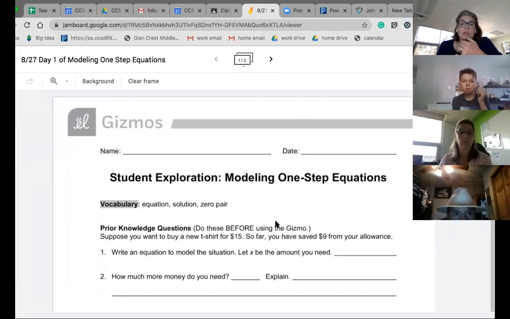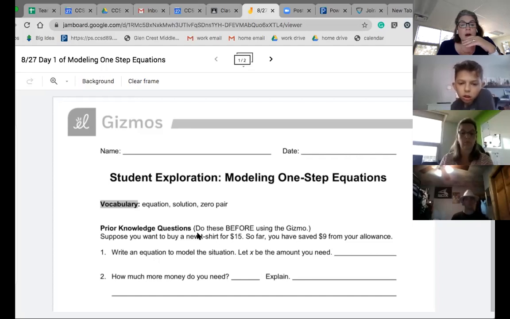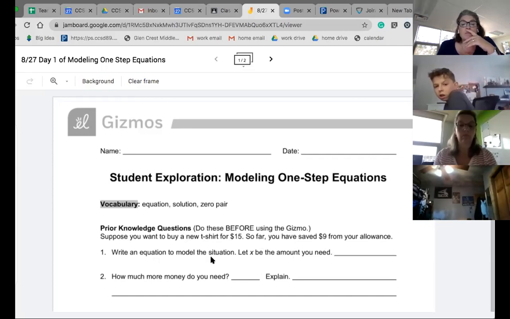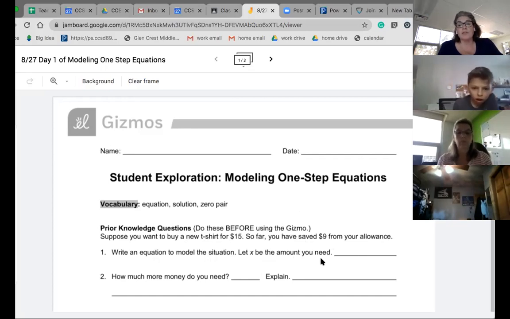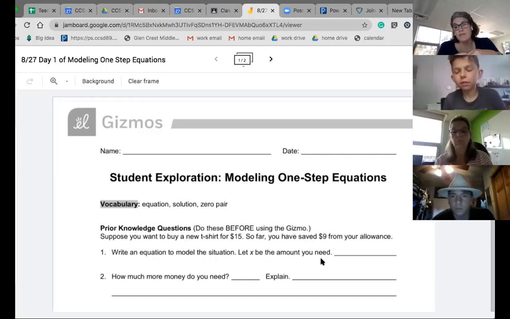Vocabulary, we talked about equation, it has an equal sign. Solution is an answer. Zero pair are 2 things that cancel each other out. So before we do this, we're just gonna do this orally. It says, suppose you want to buy a t-shirt for $15. So far, you have saved $9 from your allowance. Write an equation to model the situation. Let X be the amount of money I need. Okay, so my t-shirt costs $15. I have $9. Trying to figure out how much more I need to save.